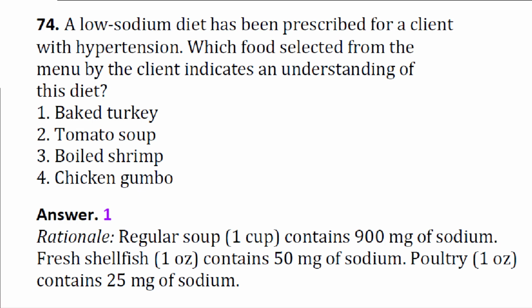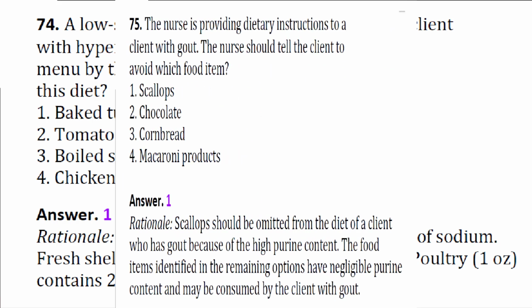74. A low-sodium diet has been prescribed for a client with hypertension. Which food selected from the menu by the client indicates an understanding of this diet? 1. Baked turkey. 2. Tomato soup. 3. Boiled shrimp. 4. Chicken gumbo. Answer: 1. Rationale: Regular soup, 1 cup, contains 900 milligrams of sodium. Fresh shellfish, 1 ounce, contains 50 milligrams of sodium. Poultry, 1 ounce, contains 25 milligrams of sodium.